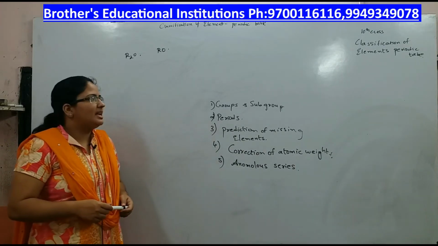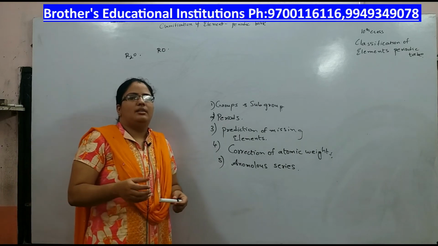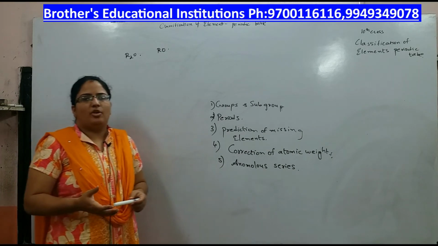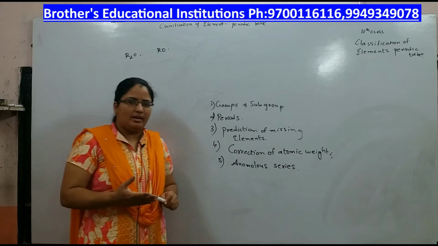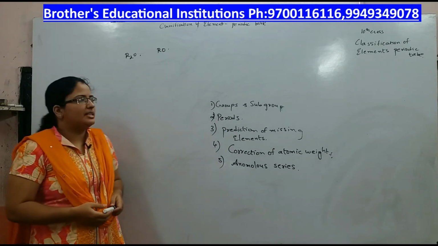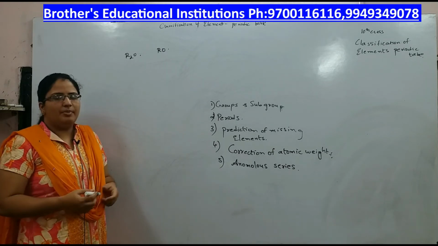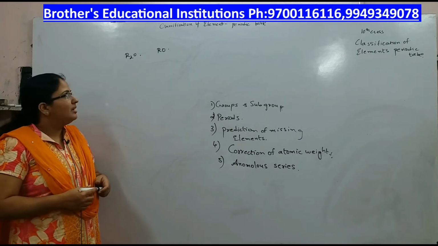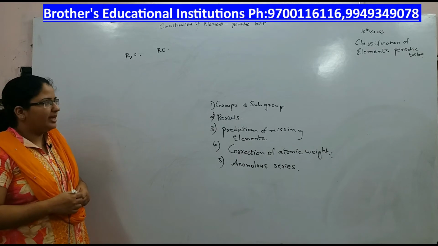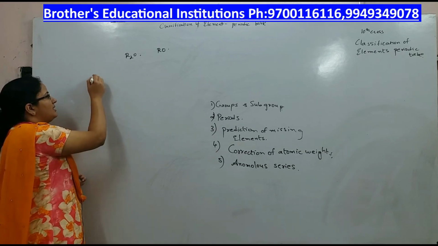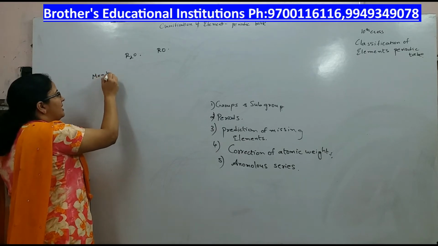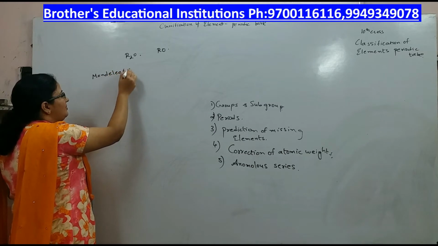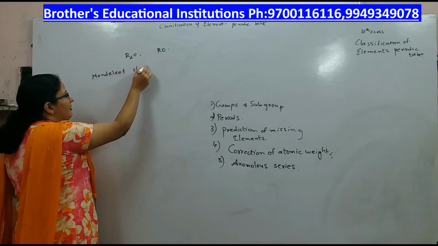In the previous class we discussed the periodic models of Dobereiner as well as Newlands. In today's class we shall discuss some more periodic tables that have been put forth by many other scientists. The first periodic classification for today is the Mendeleev classification.